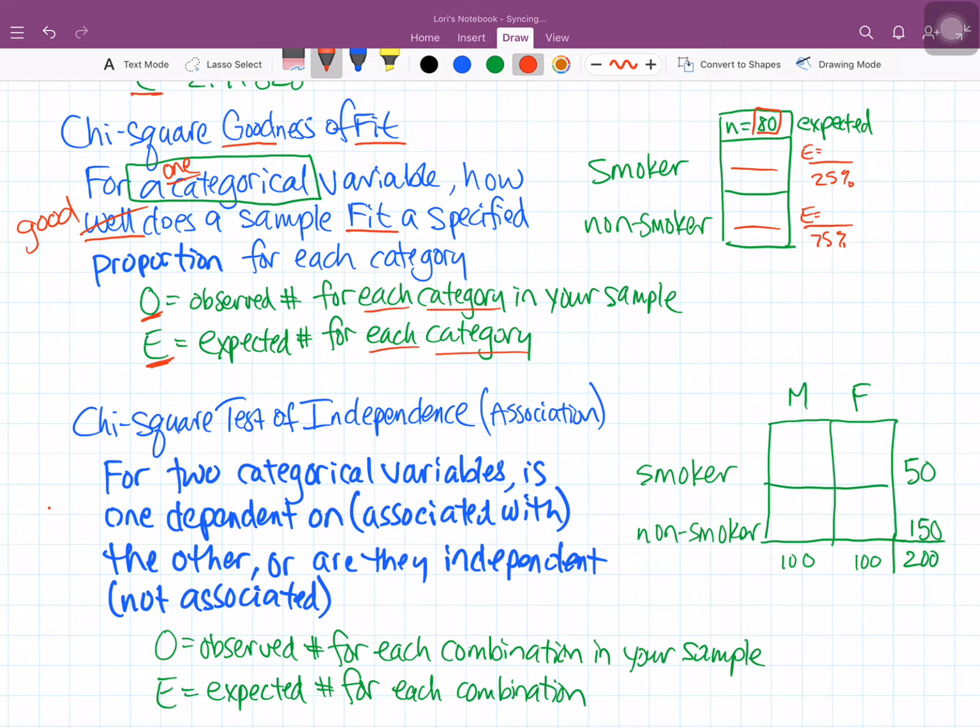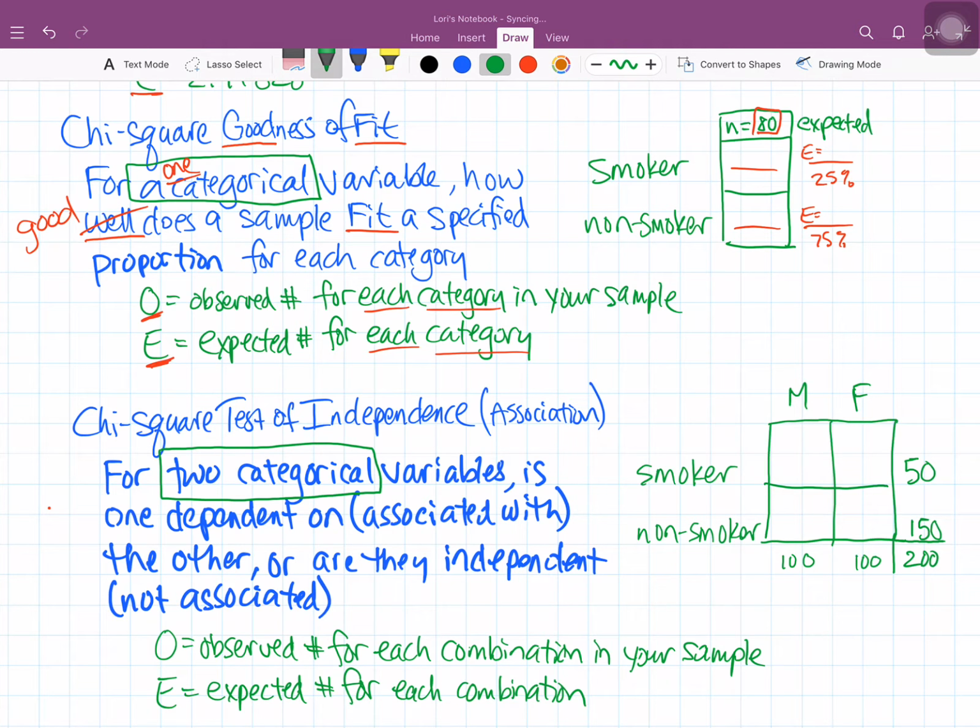The chi-square test of independence is also sometimes called the chi-square test of association. And it's interesting because this is the only time in a common statistical test that the actual name of the test really shows what our null and alternate hypotheses are. And so let me just give you the generic version of this. For two categorical variables, is one dependent on or associated with the other, or are they independent, not associated?